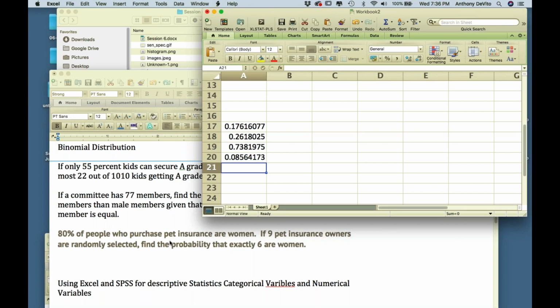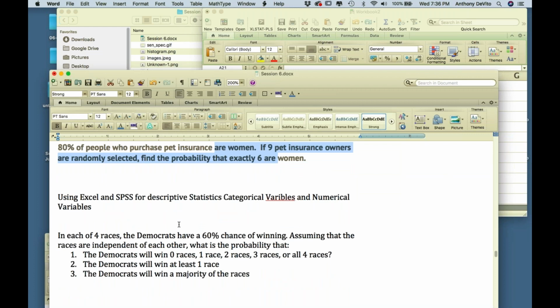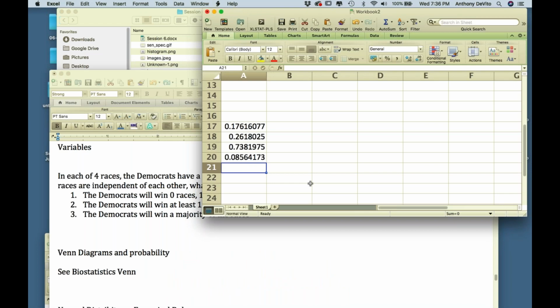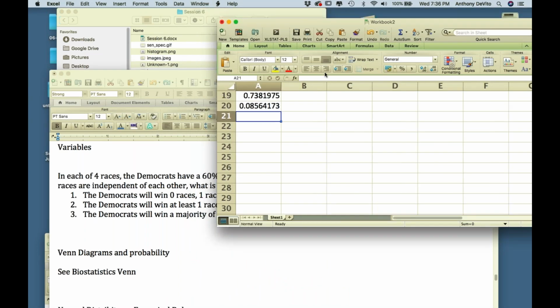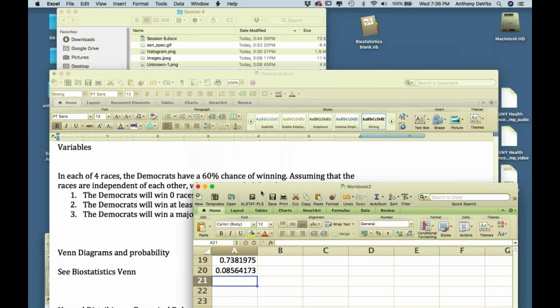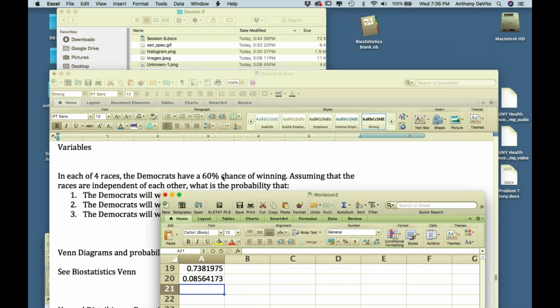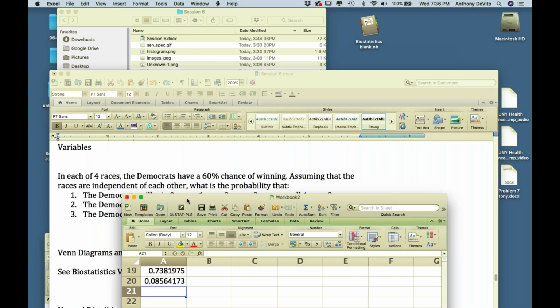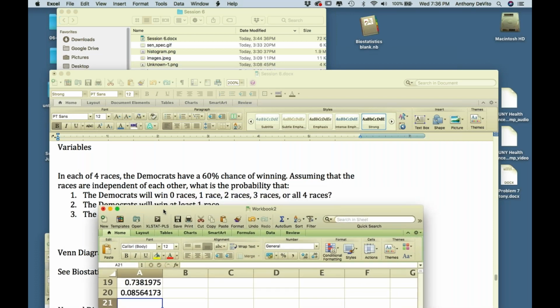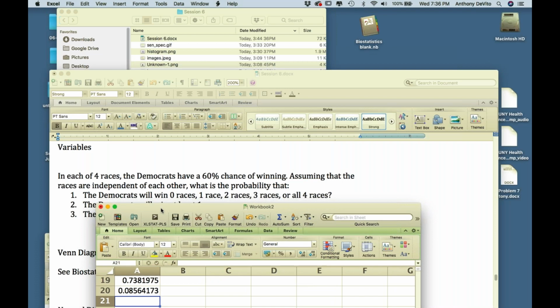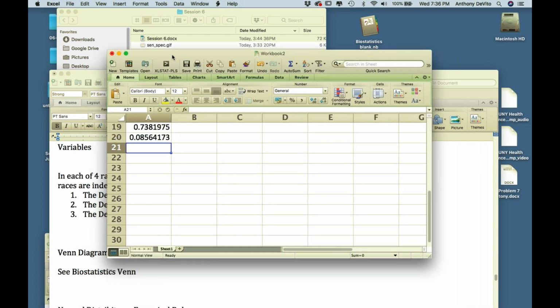Okay, so there's a lot of permutations to this. Let's try one here that's a kind of political one. In each of the four races, Democrats have a 60% chance of winning. So our trial size here is four races. Assuming that the races are independent, what's the probability that the Democrats will win 0, 1, 2, 3, or all four races? I'm going to do all four of those.